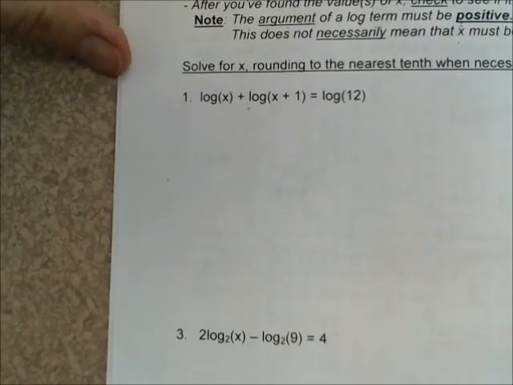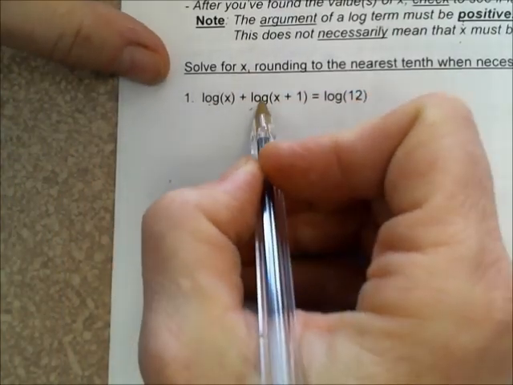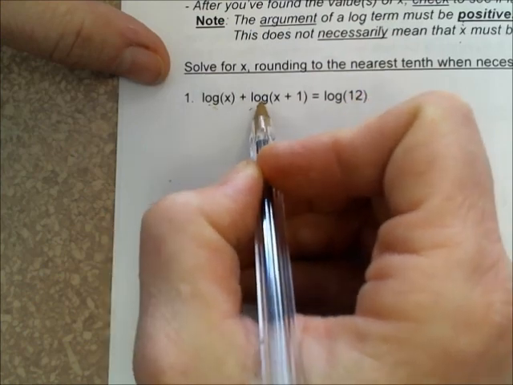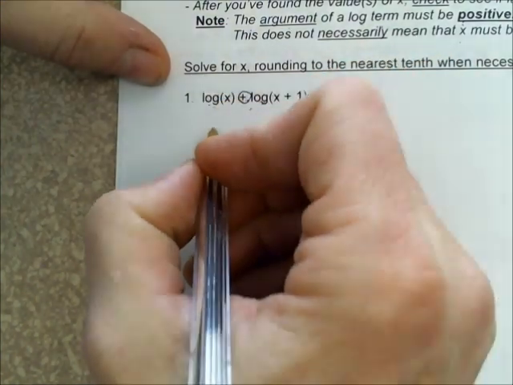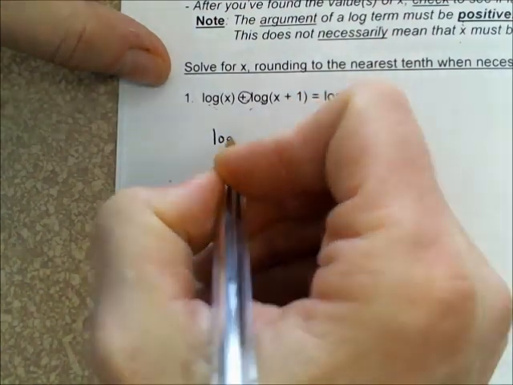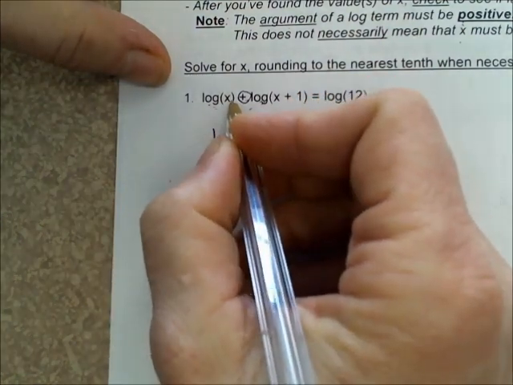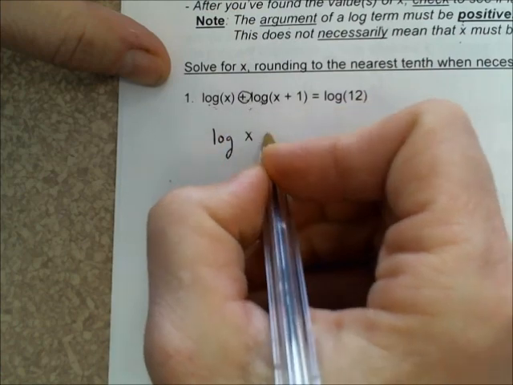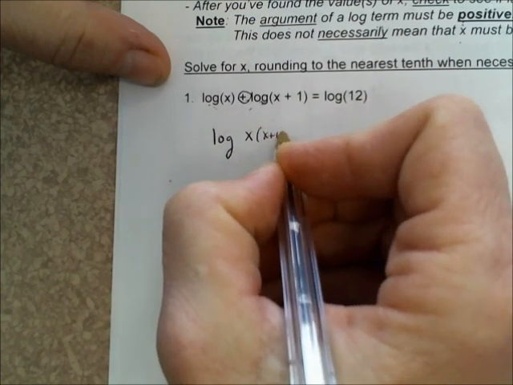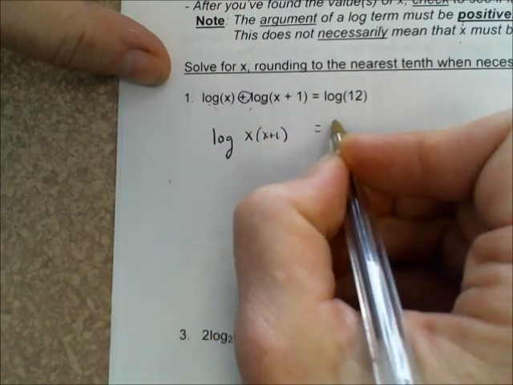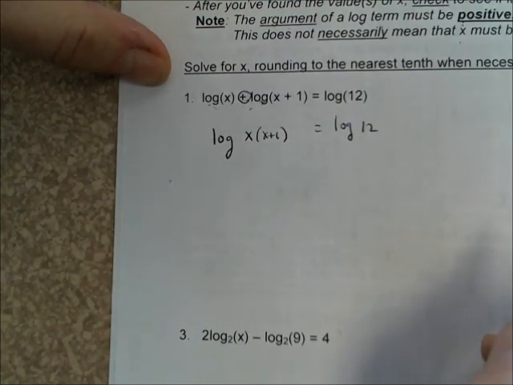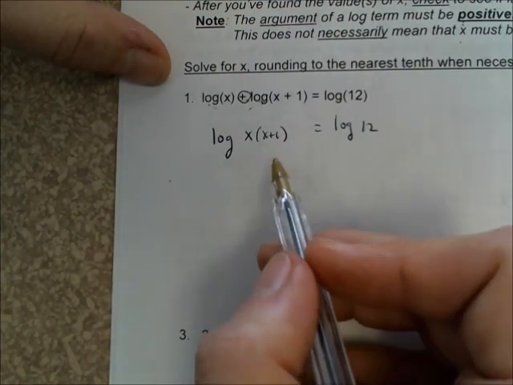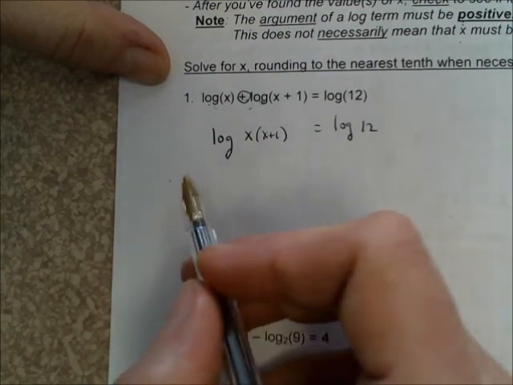So question number 1. We have two log terms on one side separated by a plus sign. So those two logs become one log, and then you multiply the argument. So you're going to multiply x times x plus 1. That's equal to the log of 12. So after step 1, we see we have log terms on both sides of the equation.